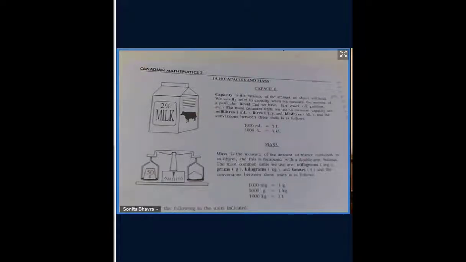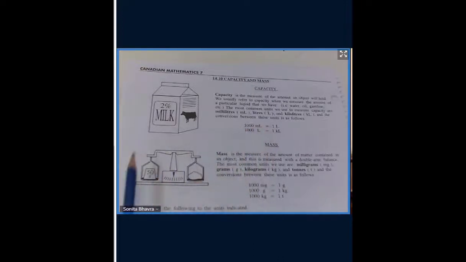And we usually refer to capacity when we measure the amount of a particular liquid that we have. So liquids like water, oil, gasoline, so on. And the most common units that we use to measure capacity are milliliters, mL, liters, which is capital L, kiloliters, which is kL. And here are some conversions between the units, right? So 1,000 milliliters is equal to 1 liter. 1,000 liters is equal to 1 kiloliter.